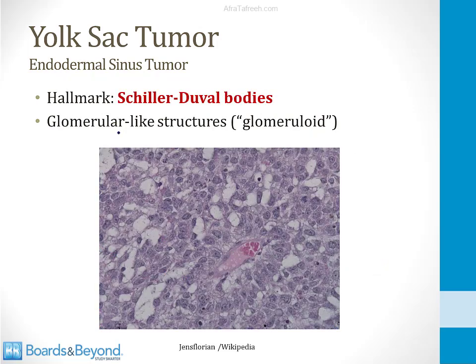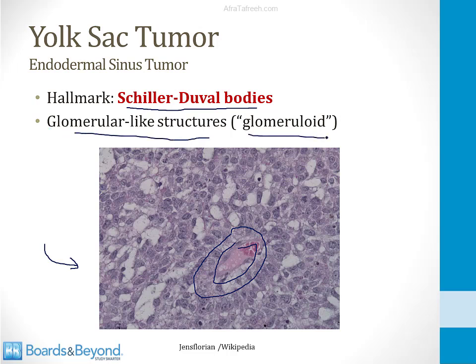The other thing you always want to remember about yolk sac tumors is that the histologic hallmark is the presence of a Schiller-Duval body. This is one shown on the screen here. There's a capillary in the center here, and it's surrounded by cancer cells. This is called a Schiller-Duval body. It's present in about half of yolk sac tumors, and it's pathognomonic for those tumors. These bodies are described as glomerular-like structures or glomeruloid because they share some similarities with the capillaries in the glomerulus.